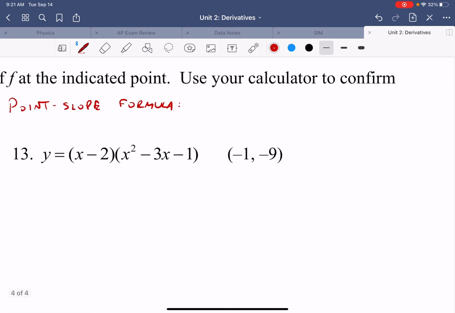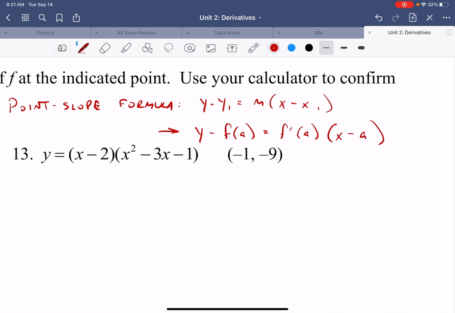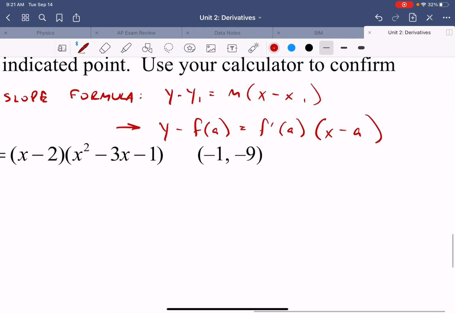And the point slope formula is y minus y1 equals m parentheses x minus x1. And if we turn this into calculus terms for the tangent line, this would become y minus f of a equals f prime of a times x minus a. So in this case, we're given this point x, y. Well, the x coordinate, that's our x1, which is the same thing as our a. And then the y coordinate is our f of a.